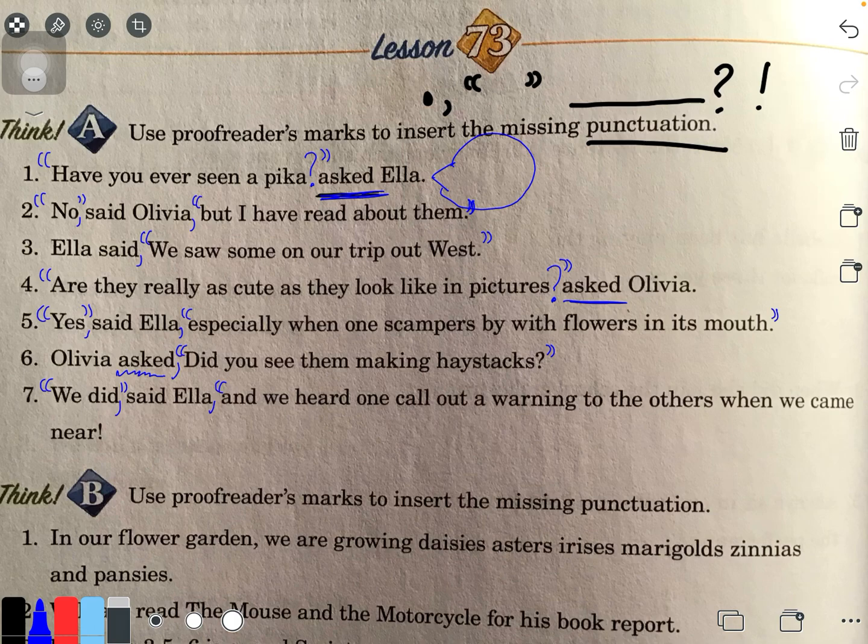And we heard one call out a warning to the others when we came near. Oh, that's where the exclamation point goes. Okay, I get it. So Ella is basically saying, "We did, and we heard one call out a warning to the others when we came near." Alrighty. So that's what we had to do for Think A.